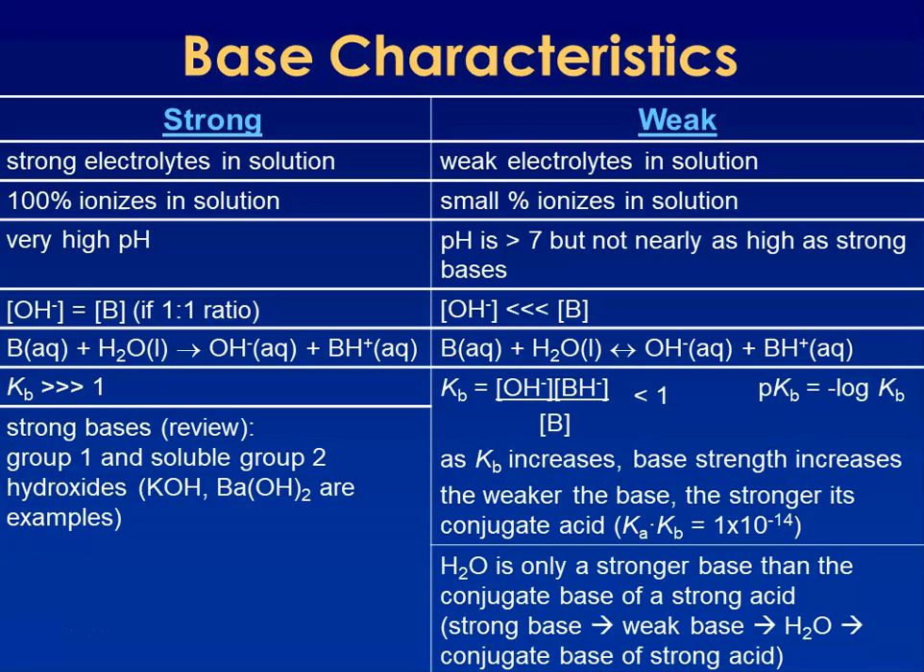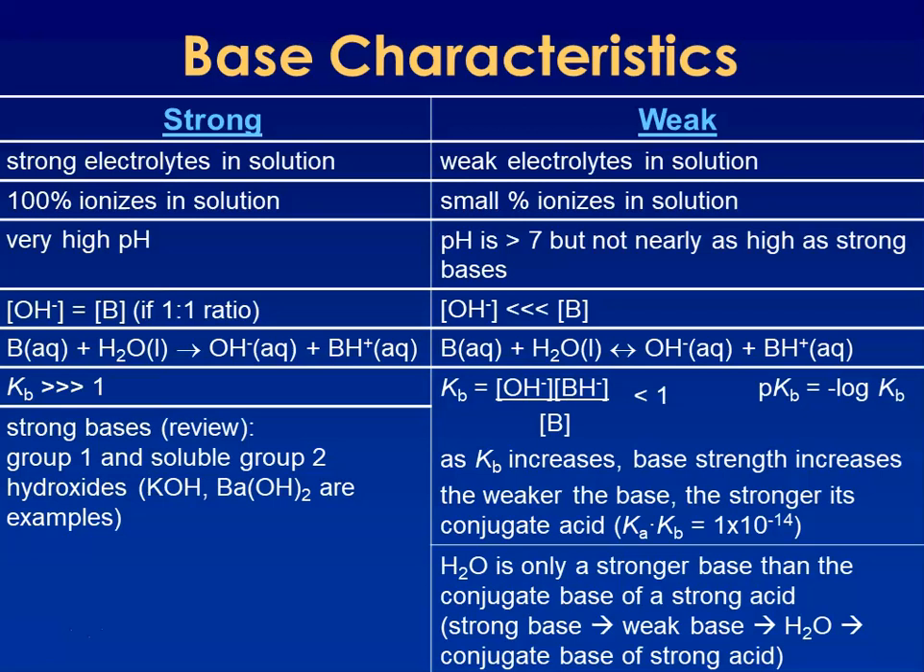Their pH is greater than 7, but not nearly as high as what we see with our strong bases. They have the double arrow as opposed to the single arrow. Their equilibrium constant is smaller than 1. And just like we talked about with the acids, as your Kb value increases, the strength of the base increases. The weaker your base is, the stronger its conjugate acid, using that relationship between Ka and Kb again.